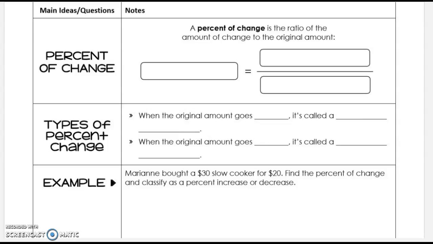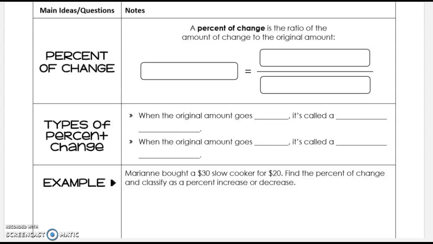Today's lesson is on percent of change. A percent of change is the ratio of the amount of change to the original amount. So we can use this formula in order to calculate percent of change. So we're going to use a ratio.